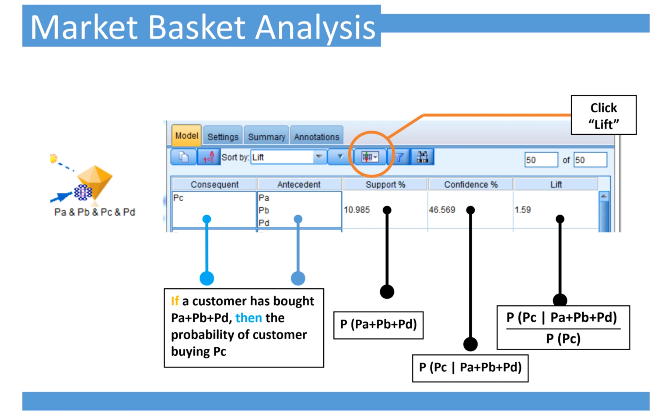Let's go to the PowerPoint, and here also has the result. This means that if a customer has bought PA plus PB plus PD, then the probability of the customer buying PC. The support is the probability of buying PA and PB and PD. And confidence is, if the customer has bought PA, PB, and PD, the probability of buying PC. And the lift is this one. It is higher than 1, so these two are positively correlated.